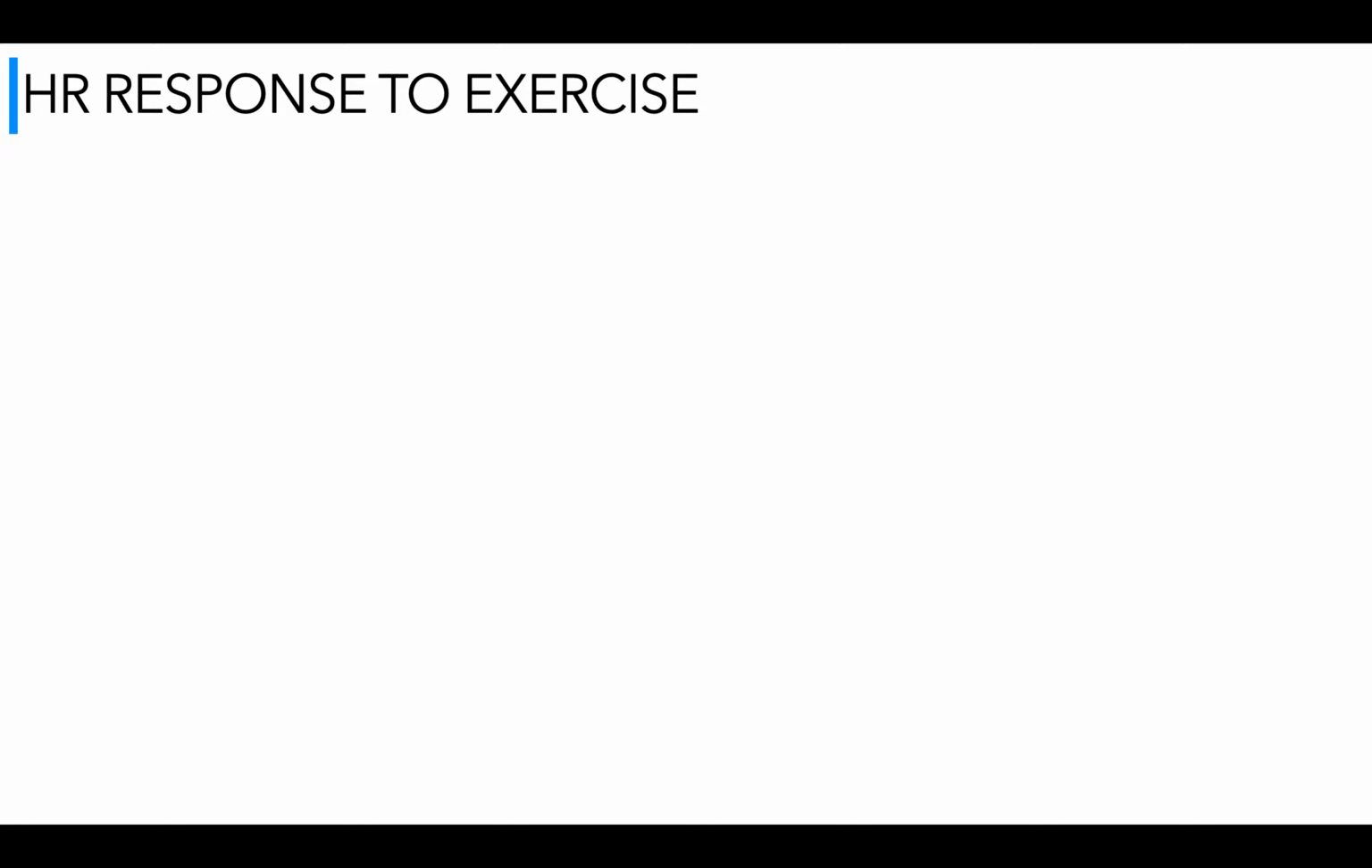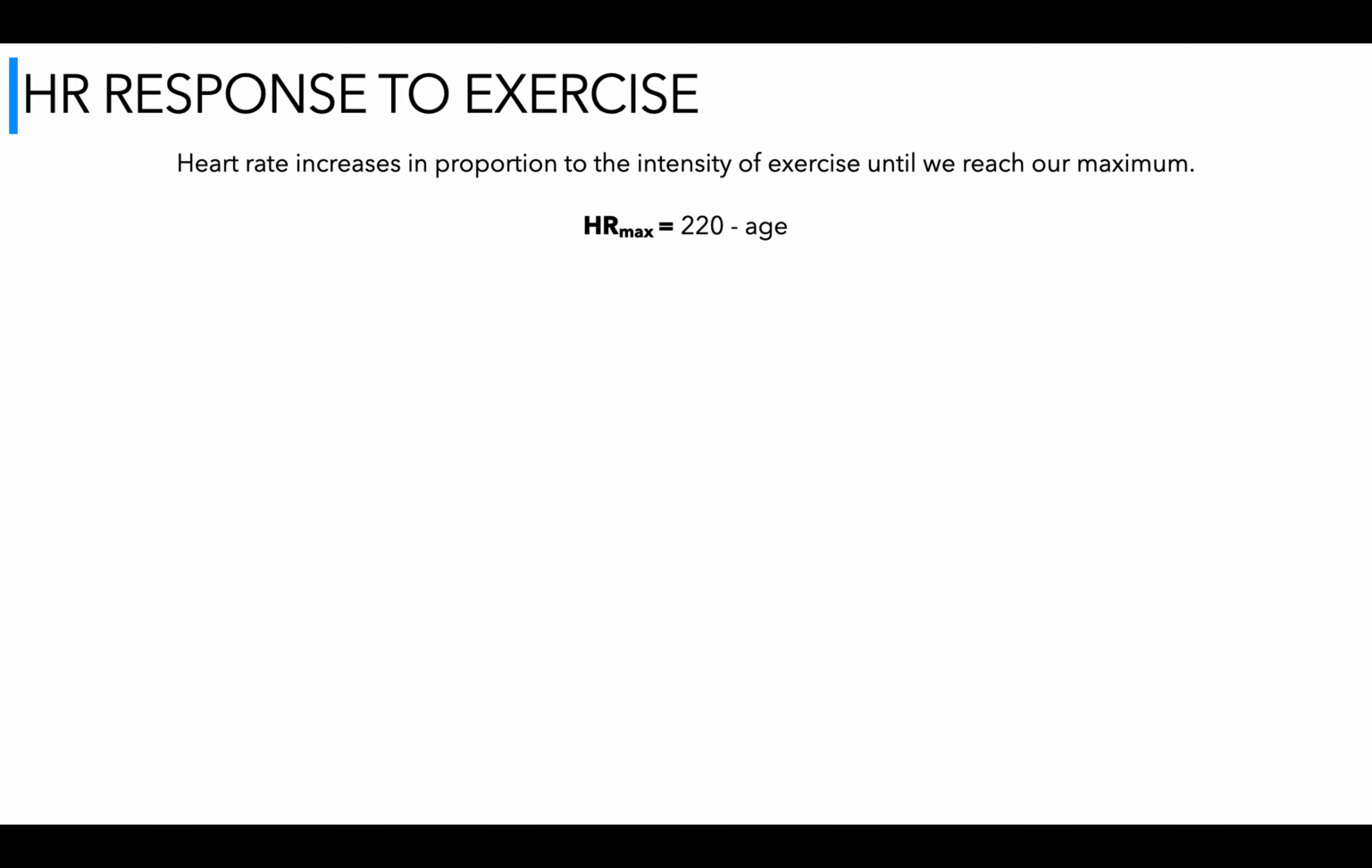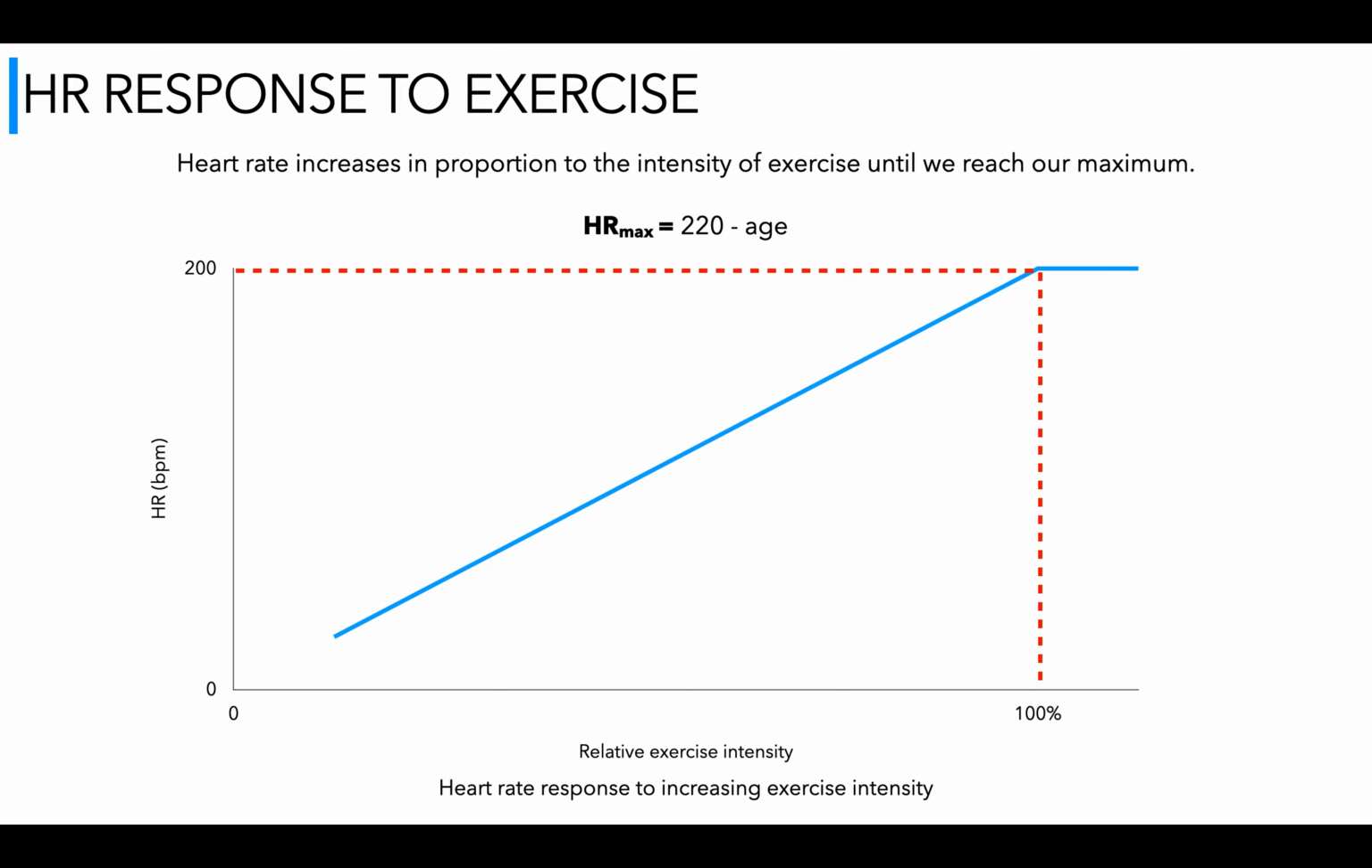And this one's fairly simple. Heart rate increases in proportion to the intensity of exercise until we reach our maximum. And if we remember from the last video, maximum heart rate is 220 minus age. So that would look simply like this.